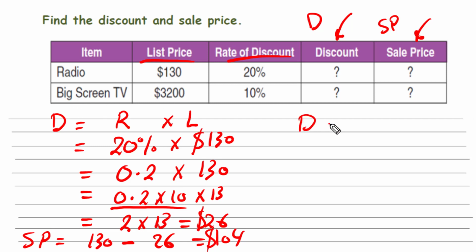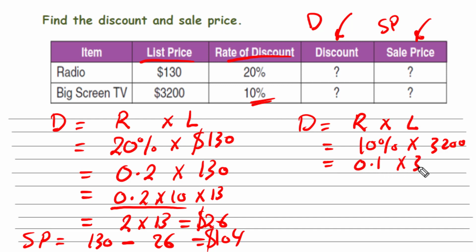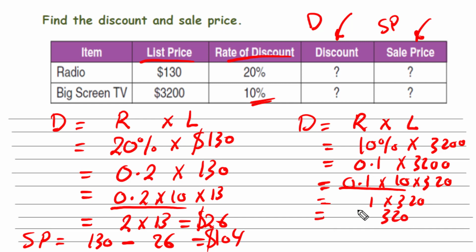Next, the big screen TV. To find the discount, just multiply the rate of the discount by the list price. The rate of the discount is 10%. We can write 10% times the list price, which is $3,200. Now we can write 10% as 0.1 times 3200. To get rid of the decimal point, we can write 0.1 times 10 times 320. So it will be 1 times 320. We get the discount equals $320.